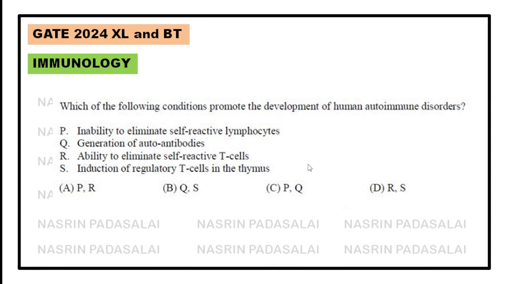Next, which one of the following conditions promotes the development of human autoimmune disorder? It's a very simple question. Inability to eliminate self-reactive lymphocytes is the first and foremost criterion to develop human autoimmune disorder. The second one is generation of autoantibodies. So option C is correct. Whereas ability to eliminate self-reactive T cells or induction of T regulatory cells does not bring about an autoimmune disorder. So autoimmune disorder arises if the body is unable to eliminate self-reactive lymphocytes, meaning they will produce autoantibodies against the host component.